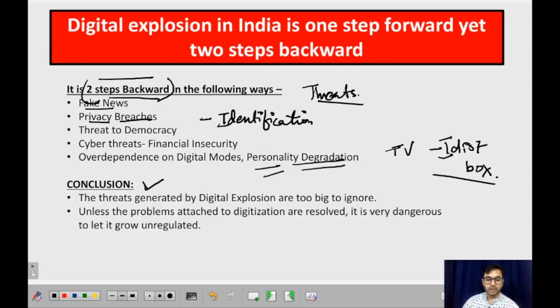What do we write in the conclusion in such an essay? If you are asked both the pros and cons, you can say that yes, digital explosion or digitization in India or around the world is a boon, is very important for further movement of the society. But if it is allowed to grow unregulated, then it can become a threat for the entire society. That's what I have written. The threats generated by digital explosion are too big to ignore. Unless the problems attached to digitization are resolved, it is very dangerous to let it grow unregulated.